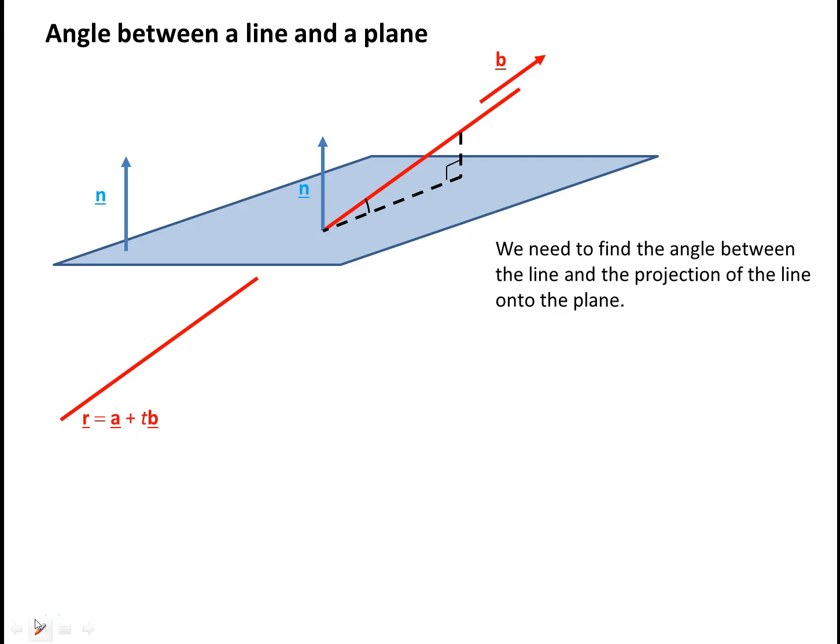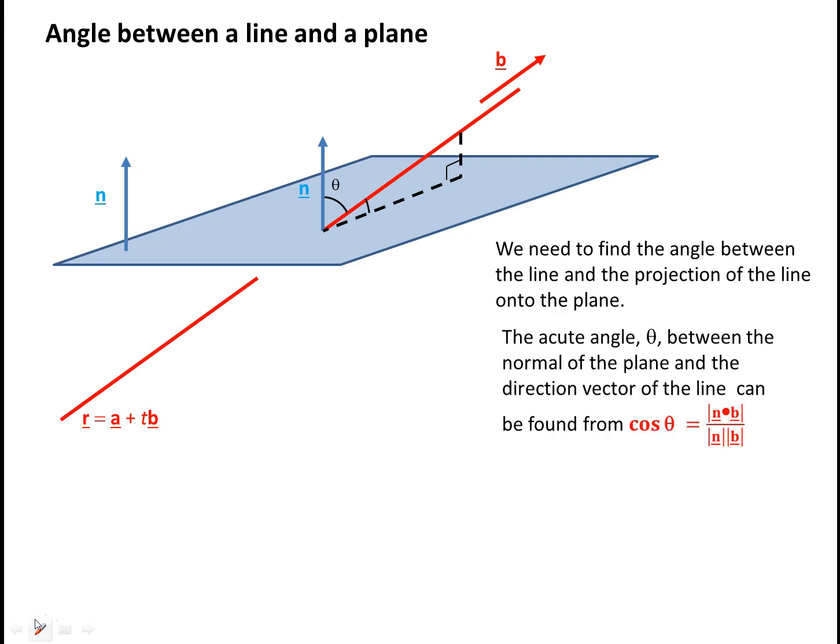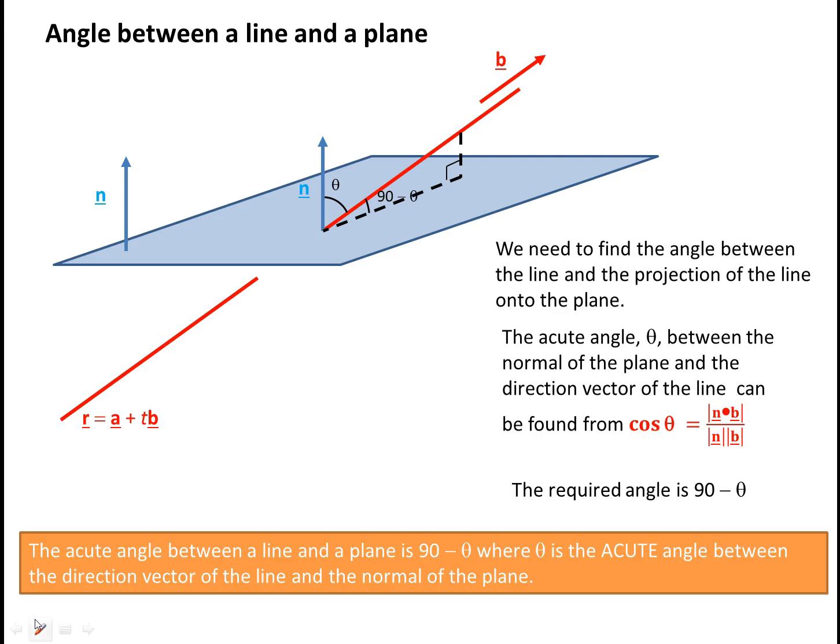And we know that we can find the acute angle between the normal and the direction vector by using the formula cos theta equals the modulus of the scalar product of n and b divided by the length of the vector n times by the length of the vector b. Now, this angle theta is not the angle that we want, but the angle that we want is just 90 minus theta. So the process for finding the angle between a line and a plane is that we need to find the acute angle between the direction vector of the line and the normal of the plane, and then the required angle is 90 minus theta. So let's have a look at an example which puts this into practice.